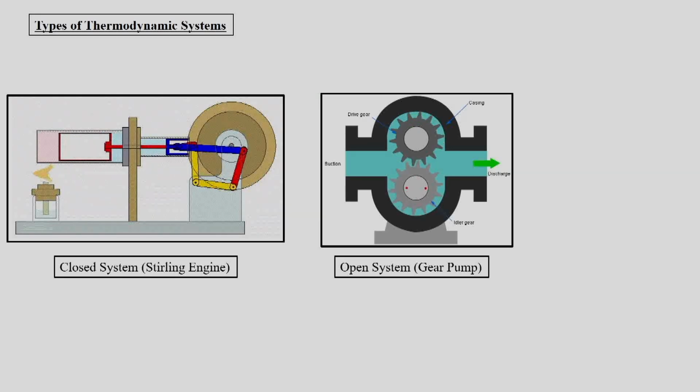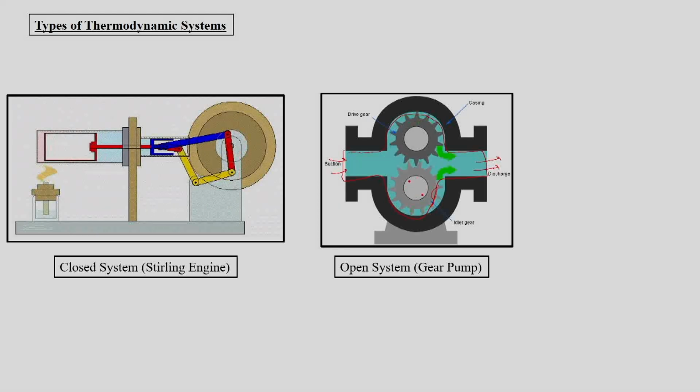Then we have the open system. In case of an open system, not only energy interaction but also mass interaction is possible with the system. So here we define the system as the boundary of this gear pump. This boundary of the gear pump is our system. There is mass coming into this gear pump and mass leaving out of it, and since mass is entering and leaving, there is mass interaction of the system with the surrounding, and in this case such a system would act as an open system.